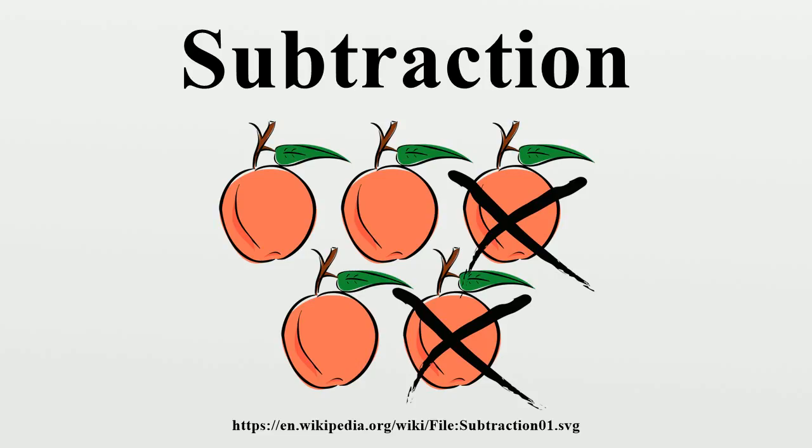Properties. Anti-commutativity. Subtraction is anti-commutative, meaning that if one reverses the terms in a difference left to right, the result is the negative of the original result. Symbolically, if a and b are any two numbers, then a minus b equals minus (b minus a).